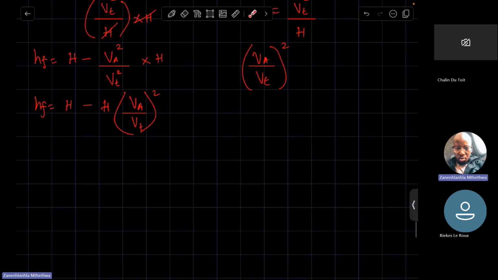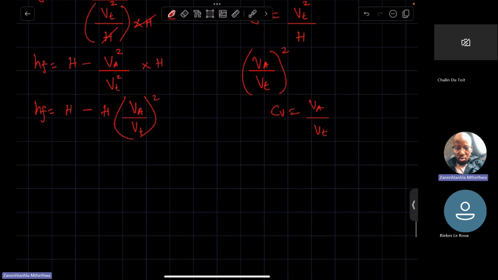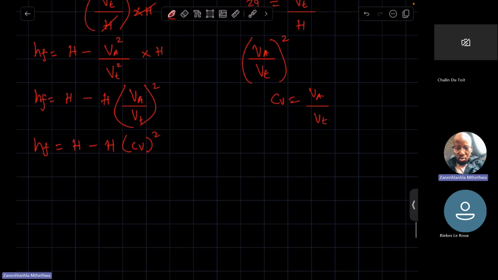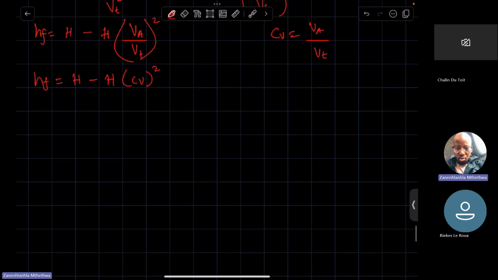So that means in place of VA over Vt, remember that CV is VA over Vt. So in place of VA over Vt, we'll then replace it with CV. So meaning that you are also able to calculate HF using h minus h into CV squared. And then also taking into account that we have essentially the same term, h, on both sides, you can take it out, and here you would have 1 minus CV squared. That is where this formula comes from.